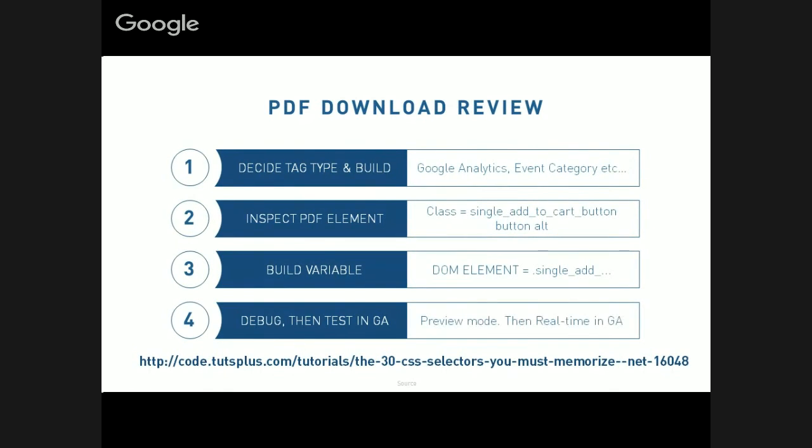So this is the sort of structure. What do we do? This is the same for the PDF one as for the button click. You have to decide on the tag type. For us, it was a Google Analytics tag because we wanted to send information to Google Analytics, an event tag. Inspect the element and try and get an identifier for it. In this case, we use the class elements.